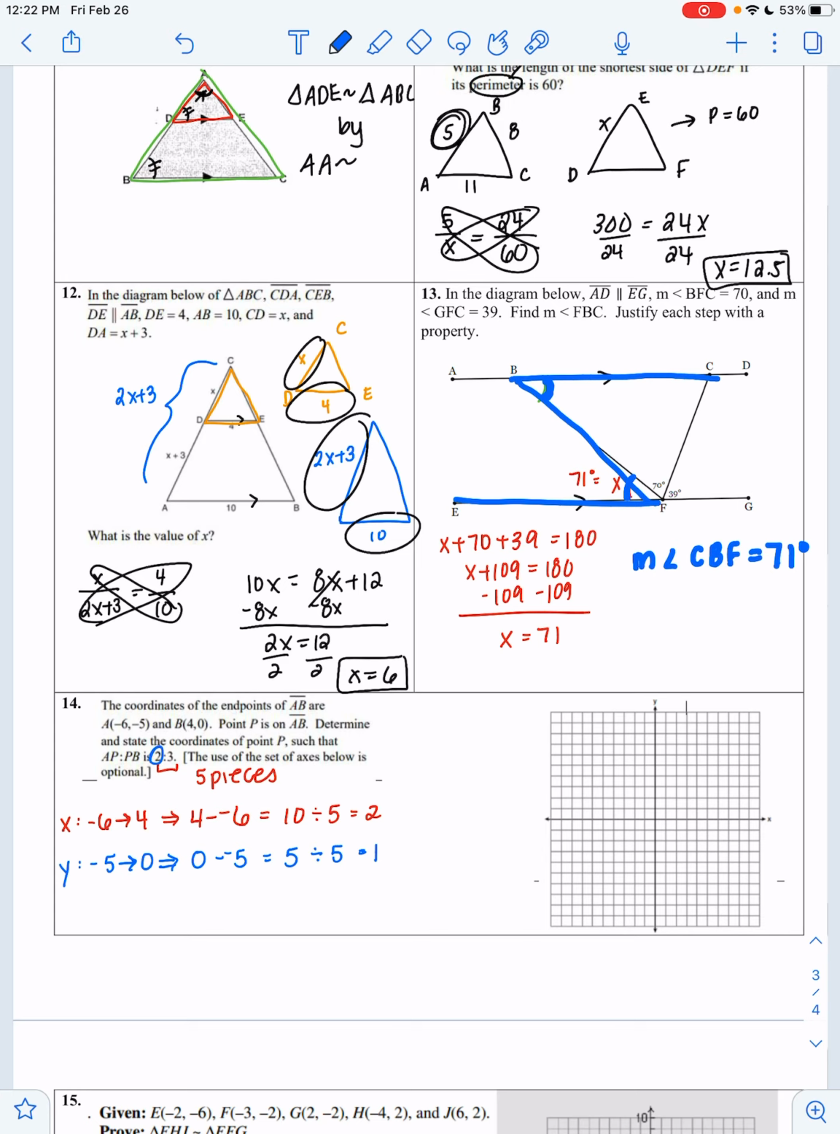All right, now we take the first ratio. We want 2 pieces, right? We don't want just 1 piece, so we're going to go back to our original coordinate, A (-6, -5), and we're going to do +2 twice on the x-axis because we want 2. And then we're going to do +1 twice on our y-coordinate. So -6 plus 2 plus 2 gives us -2. And then -5 plus 1 plus 1 gives us -3. Okay, awesome.